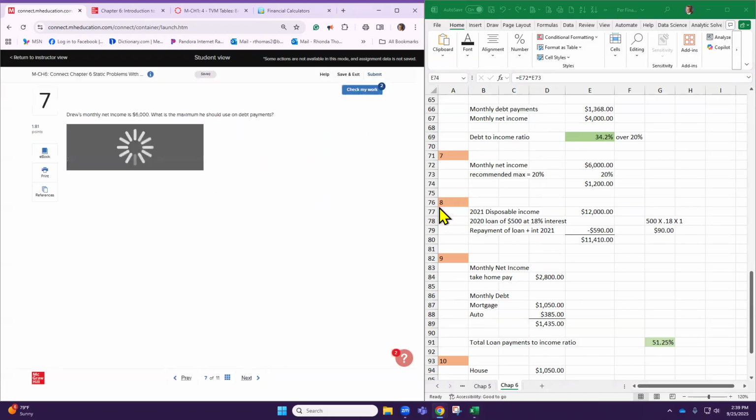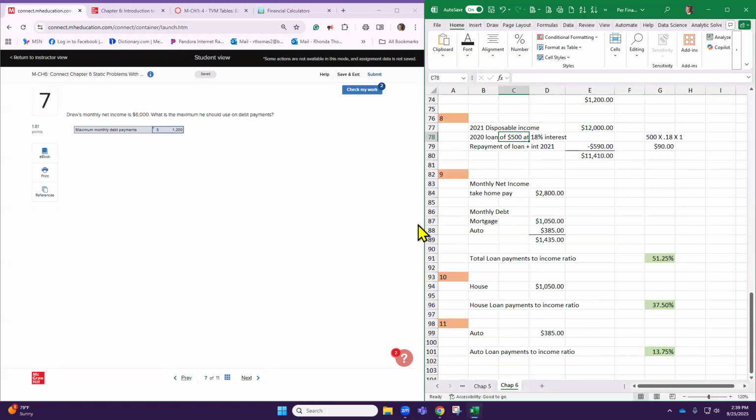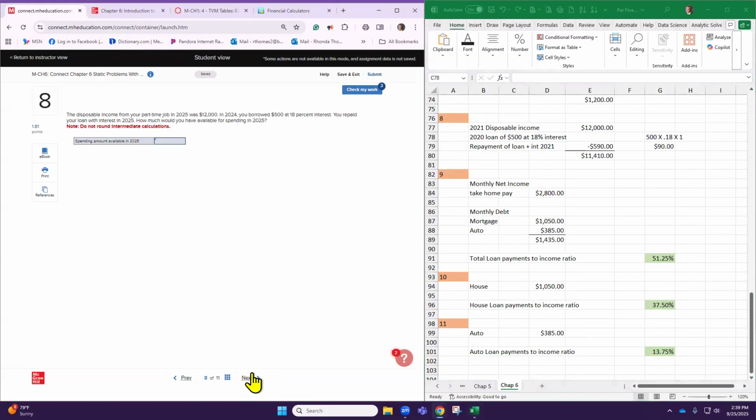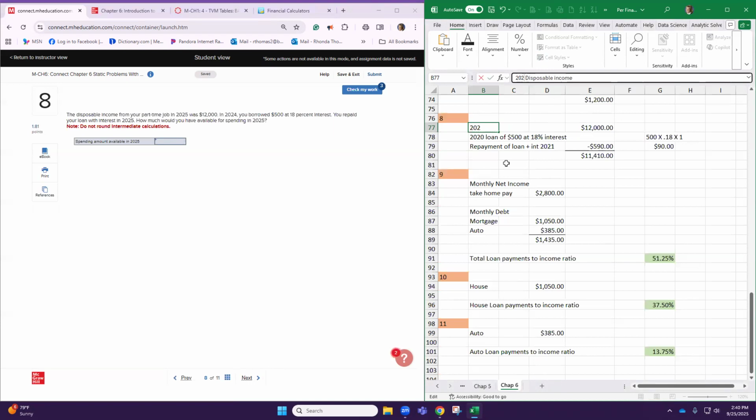Okay, number 8. The disposable income from your part-time job in 2025 was $12,000. So let me put 2025 disposable income. Disposable is you have some say over what you do with it. So I got 12,000 here. It says you borrowed $500 at 18%. You repaid your loan with interest in 2025. How much would you have available for spending in 2025?